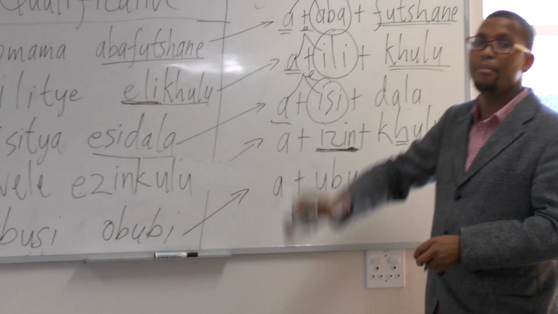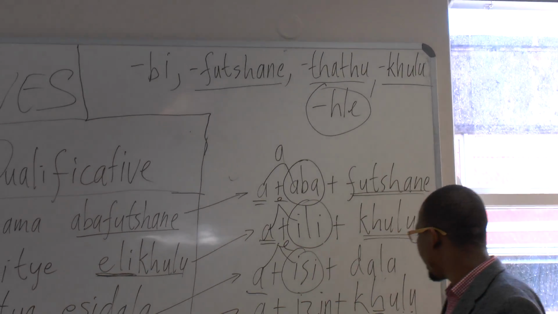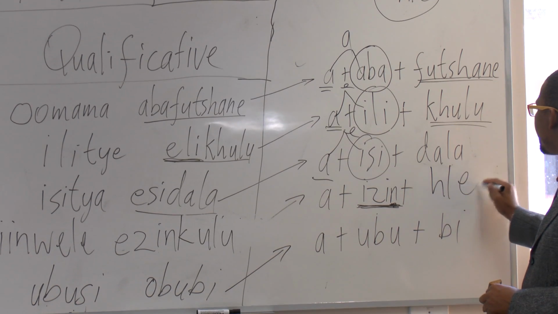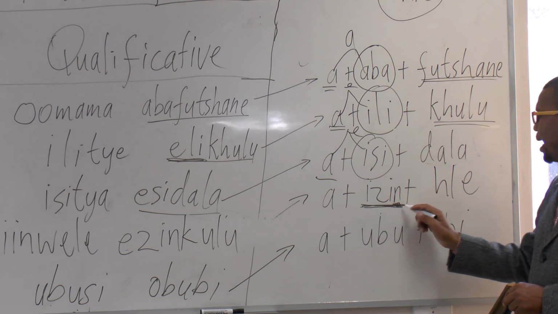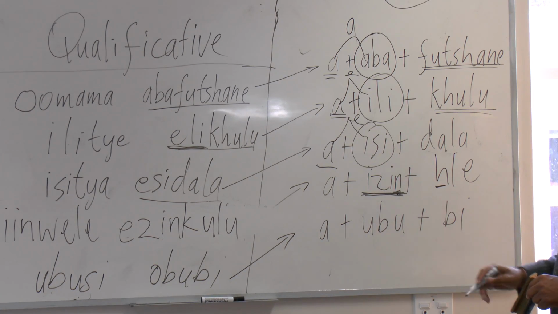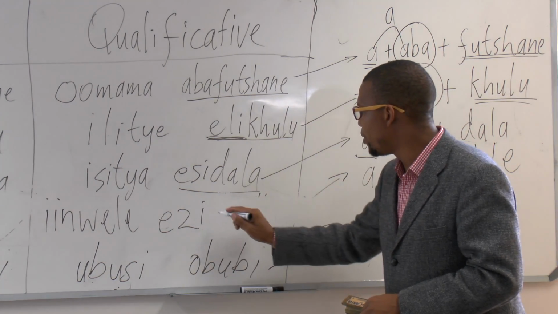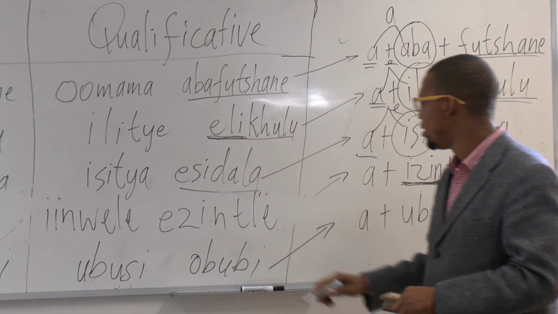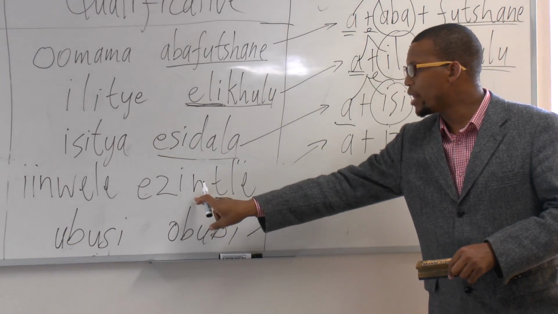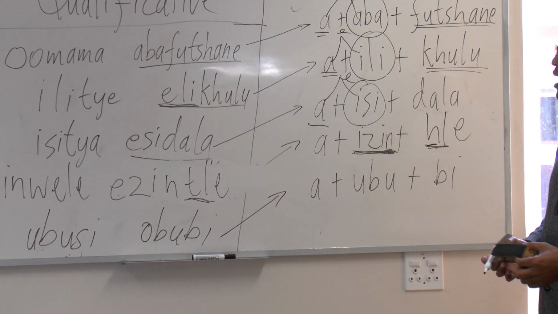And lastly, beautiful hair. Then in that case, you've got HL. Our sound system will change because of the HL. Then we've got N that comes in front of HL. Then in this case, our H becomes T. And then our beautiful hair is going to be inwele ezintle. Because this HL becomes TL when there is a nasal N just in front of HL.